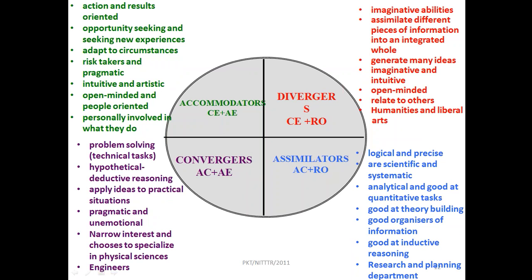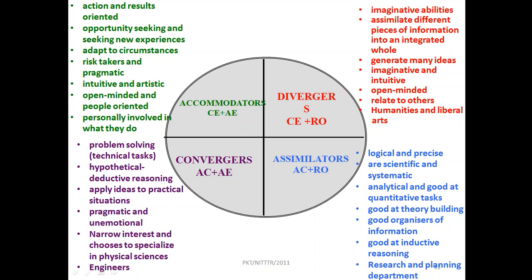If you look at the characteristics of these people, you will find that divergers are the ones who indulge in imagination. They try to find different solutions to the problem. They would like to generate a large number of ideas, they would like to relate to others, and they are very open-minded. When it comes to the convergers, they are the ones who try to solve problems and use hypothetical deductive reasoning. They follow logical steps to solve a problem, and they are very practical and less emotional. They prefer physical sciences or engineering.